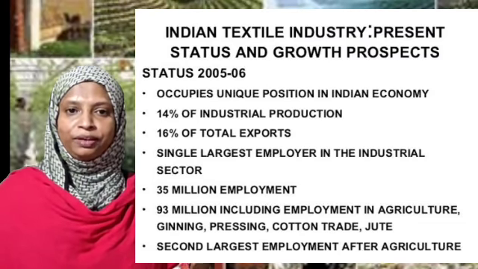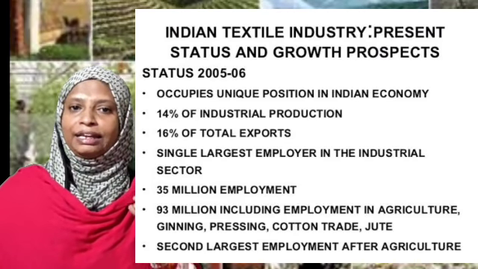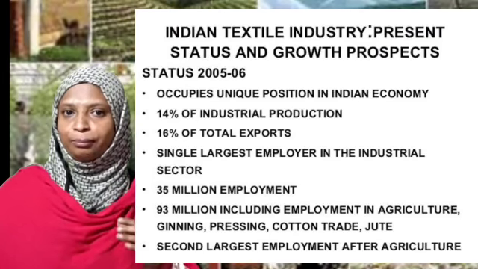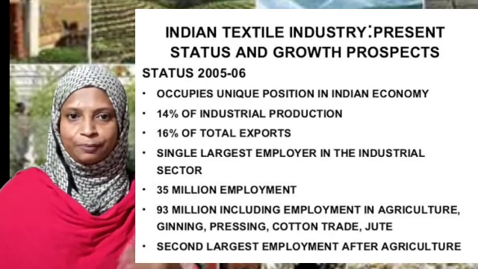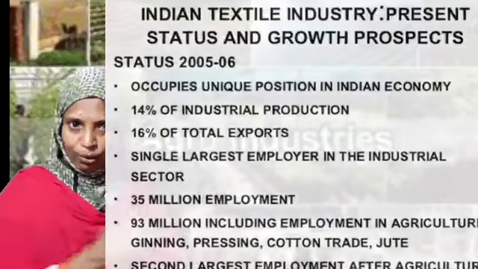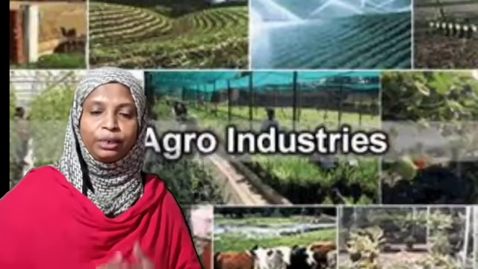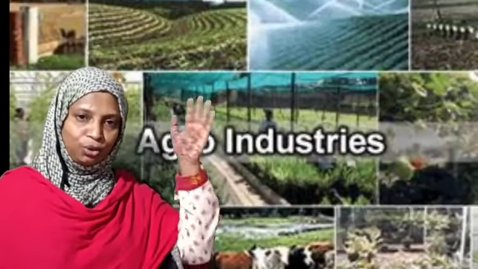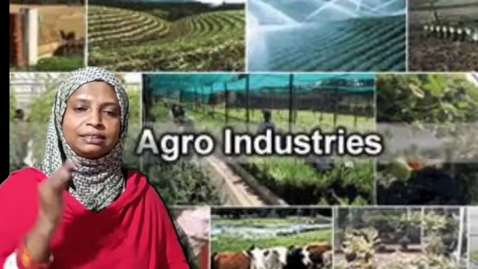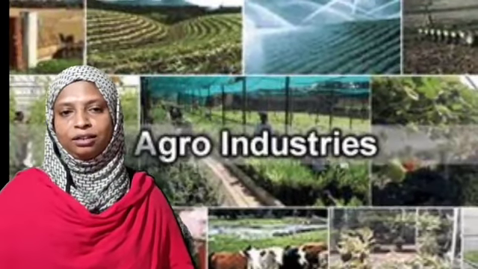And the fourth one is that it is the only self-reliant and fully complete industry in India. That means from raw material to finished goods, all its procedures are done in our own country. So all these points make the textile industry one of the unique industries among all other industries in India.